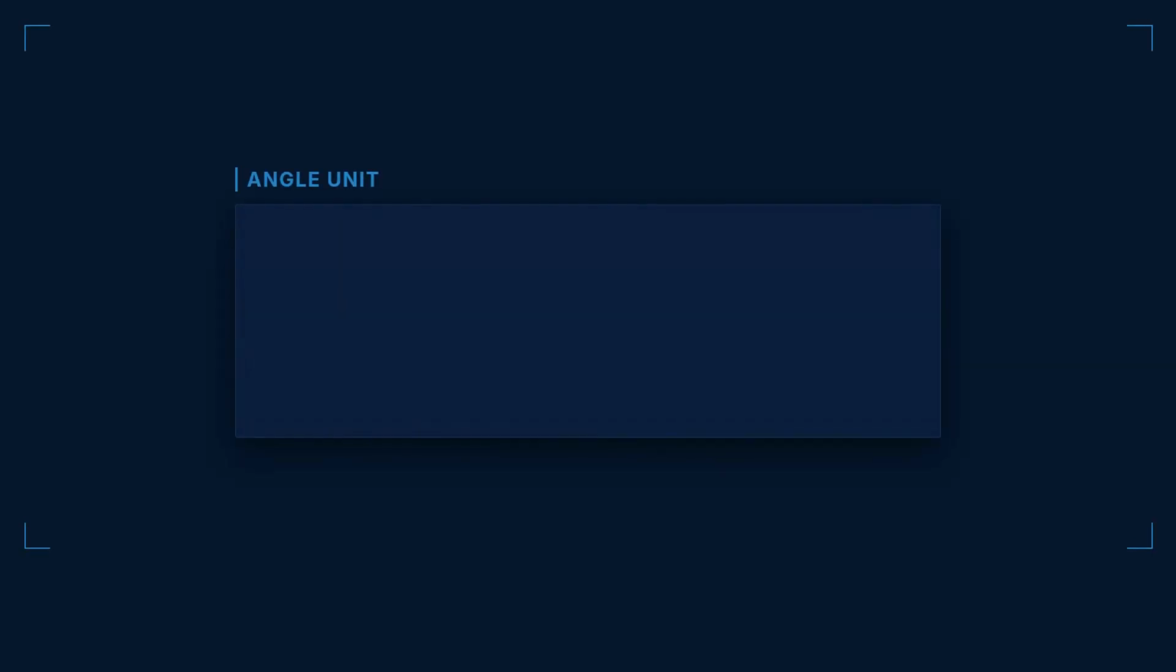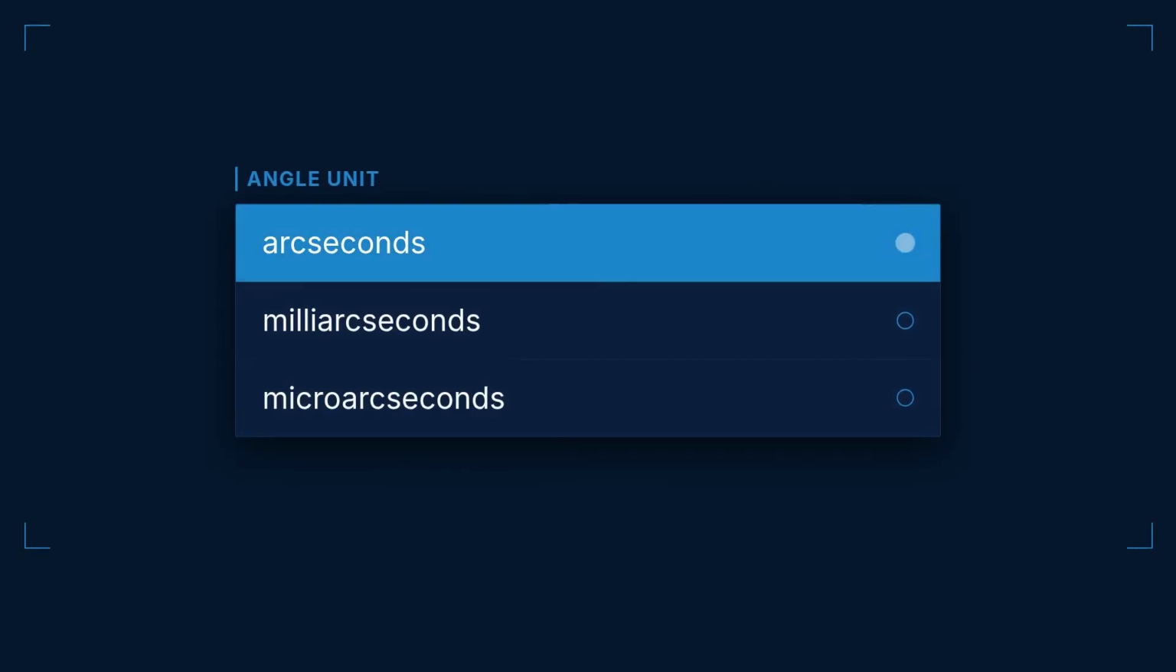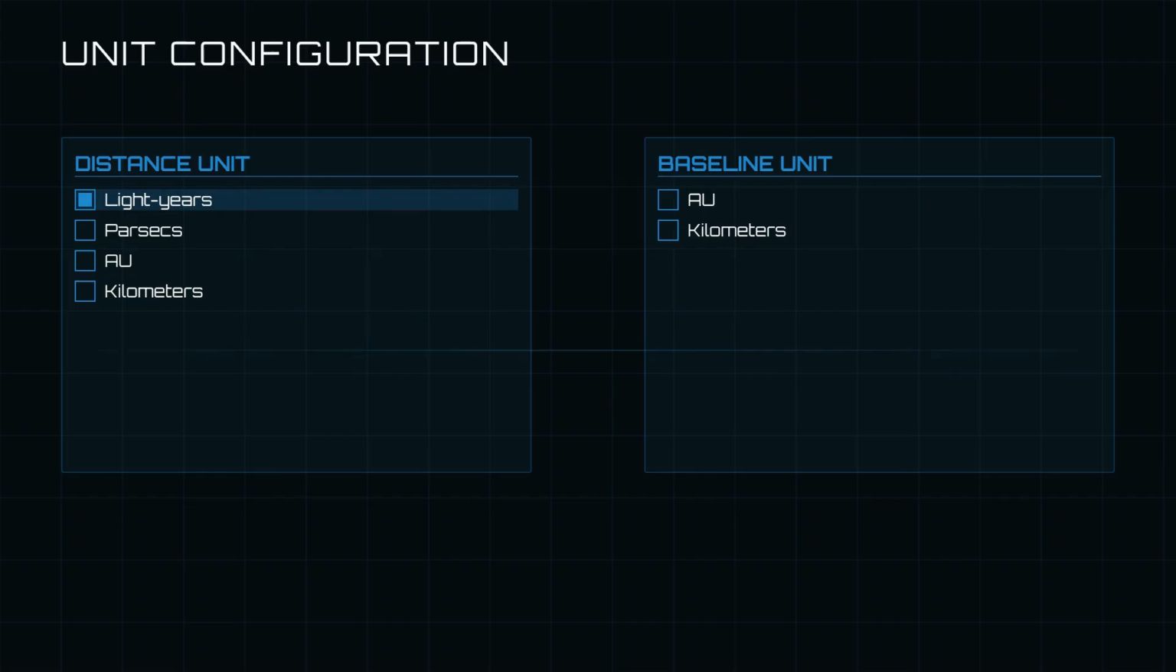Next, choose your angle unit: arcseconds, milliarcseconds, or microarcseconds. I'll use arcseconds. For distance unit, you can select light years, parsecs, astronomical units, or kilometers. I'm selecting light years. The baseline unit offers astronomical units, kilometers, or meters. I'll keep it in astronomical units.